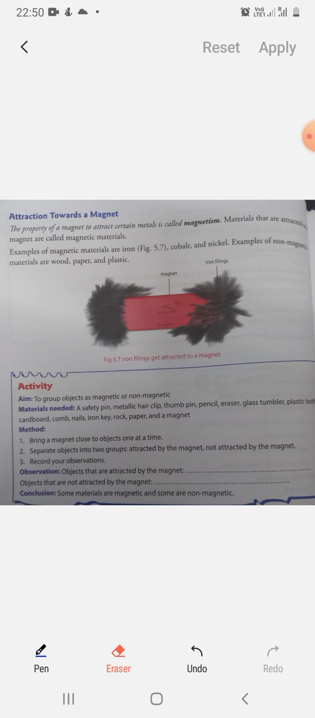What you have to do is separate these things on the basis of magnetic as well as non-magnetic materials. So what is the method? Bring a magnet close to the objects, one at a time.